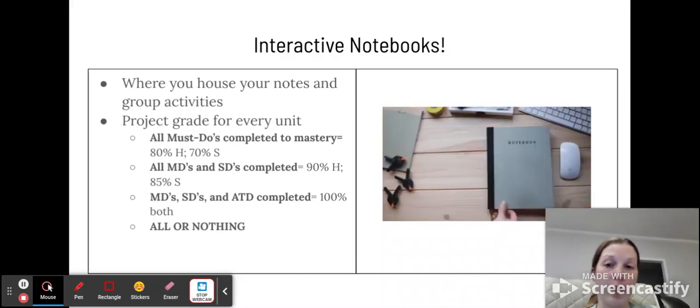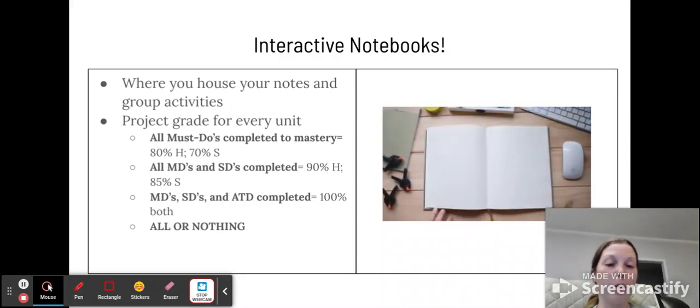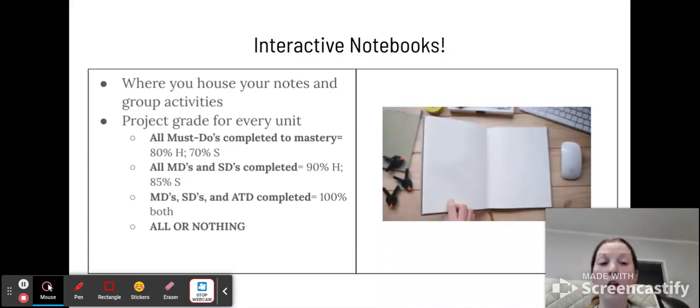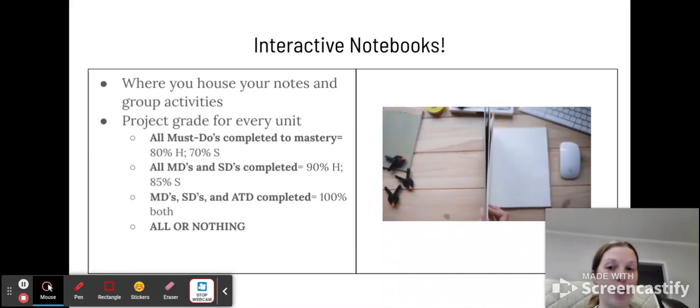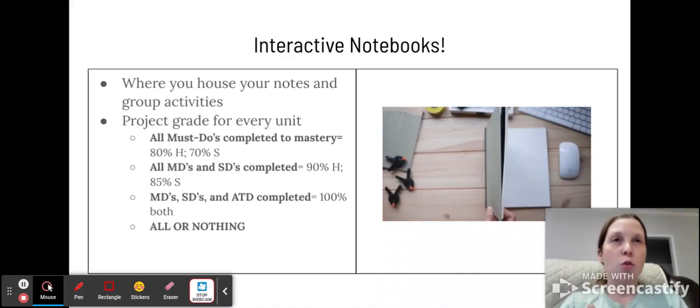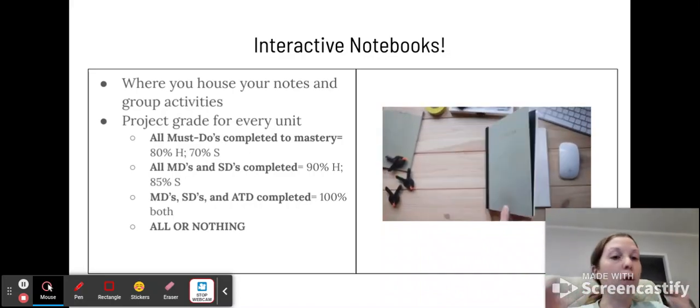This is an all or nothing grade. So if you do all of your mastery checks, but then you only do 3 of the 5 should-dos, you don't get credit for any of those should-dos. So you would have an 80 or a 70 as your grade. I'm not going to give partial credit for one of those sections.